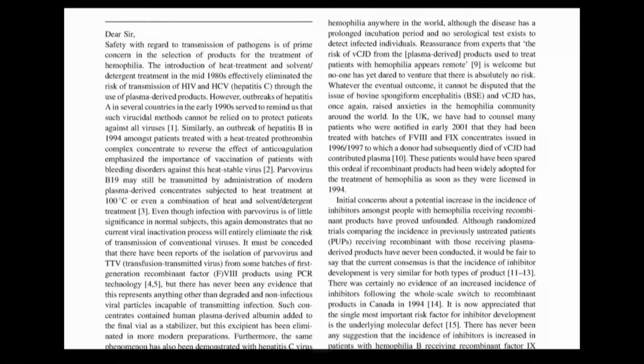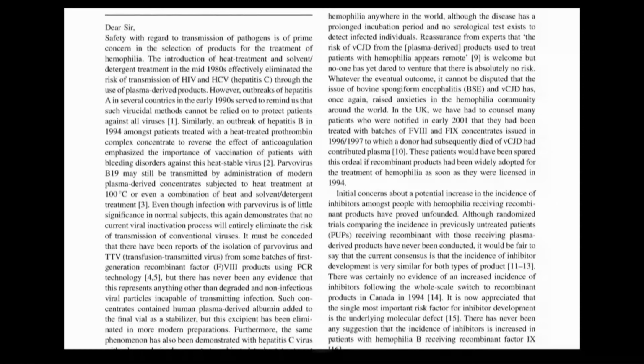And then you say this, in the UK, we've had to counsel many patients who were notified in early 2001 that they'd been treated with batches of factor 8 and 9 concentrates issued in 96-97, to which a donor had subsequently died of VCJD, had contributed plasma. These patients would have been spared this ordeal if recombinant products had been widely adopted for the treatment of haemophilia as soon as they were licensed in 1994. Again, does this remain your view of the historic position?